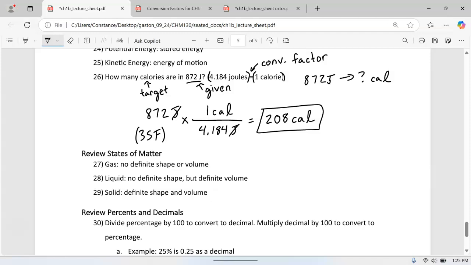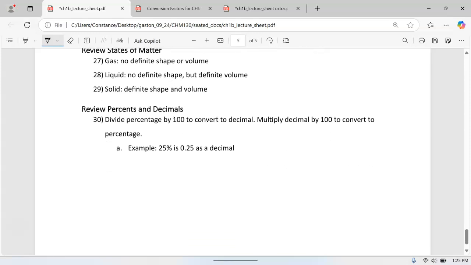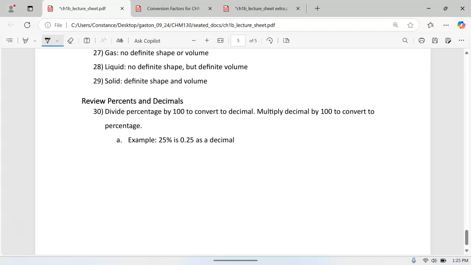The rest of this you can review from your pre-lecture videos. You've got states of matter where you review a gas, a liquid, and a solid. And the last thing is to review percents and decimals. If you have a percentage like 25% and want to convert that into a decimal, then you need to divide by 100. So 25 divided by 100 gives 0.25 as a decimal.